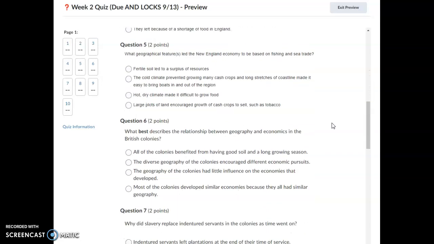Question number 5. What geographical features led the New England economy to be based on fishing and sea trade? A, fertile soil led to a surplus of resources. B, the cold climate prevented growing many cash crops, and long stretches of coastline made it easy to bring boats in and out of the region. C, hot, dry climate made it difficult to grow food. Or D, large plots of land encouraged growth of cash crops to sell, such as tobacco.